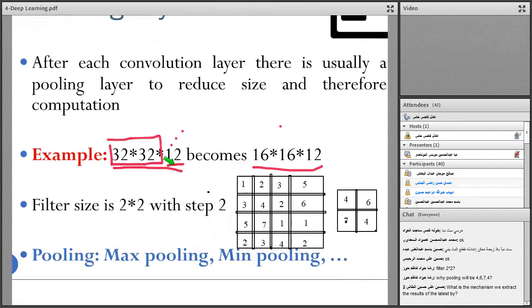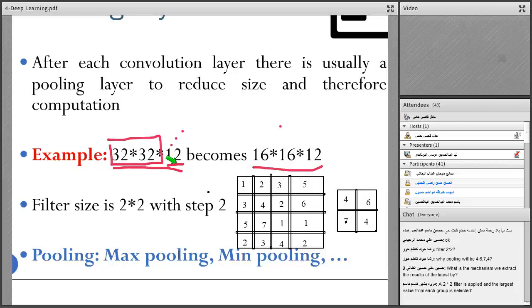Okay, so this is what the pooling is doing in the pooling layer. How are we doing this? In the pooling layer, the same as the convolution layer, we have some filters. The size of the filters is usually an even number. For example, 2 by 2.